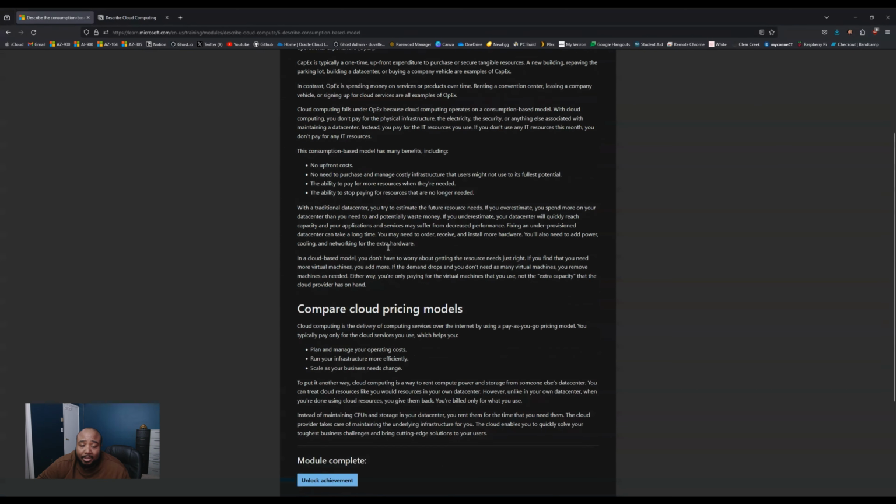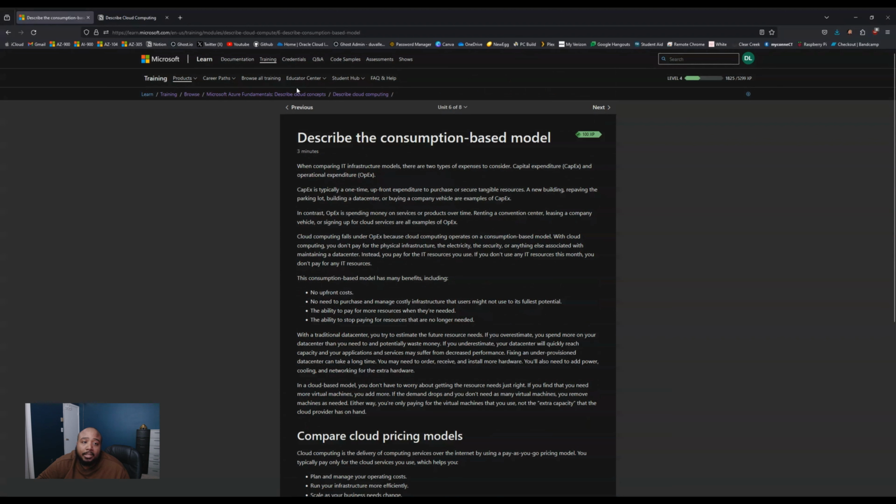This is the consumption-based model. To put it simply, the consumption-based model is you pay for what you use. And there's capital expenditure and operational expenditure, or OPEX. CapEx versus OPEX. Consider CapEx the upfront infrastructure costs. If you're paying for data center buildings, the cabling, punch down, all this stuff that requires you to build the capital infrastructure for the servers and stuff, that's CapEx, the upfront costs.